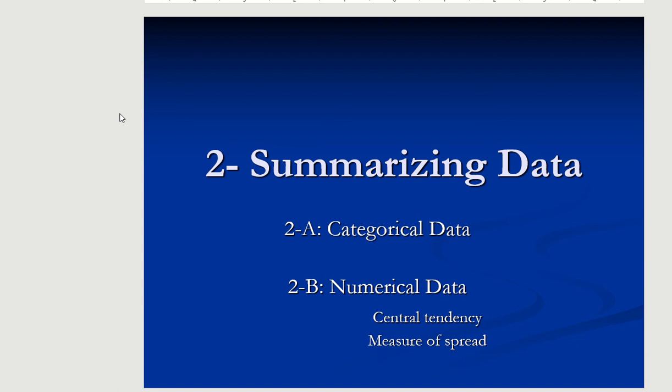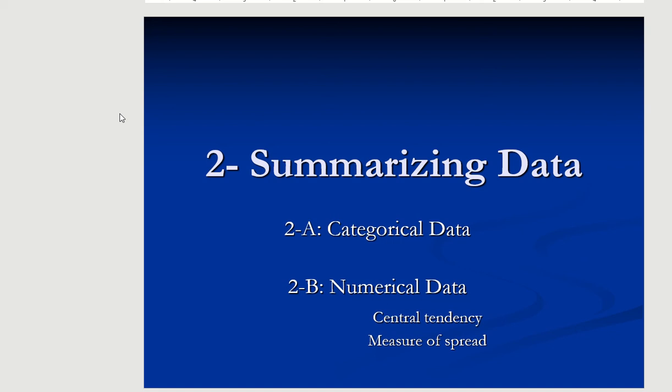This is a continuation of Lecture 1. In the first part of Lecture 1, we introduced the concept of variable and data, and we talked about the different scales for data. We said we have categorical data and we have numerical data. And under categorical data, we introduced the nominal and the ordinal, whereas under numerical data, we introduced ratio and interval. The reason we did that is knowing the type of data is very important when it comes to summarizing data.